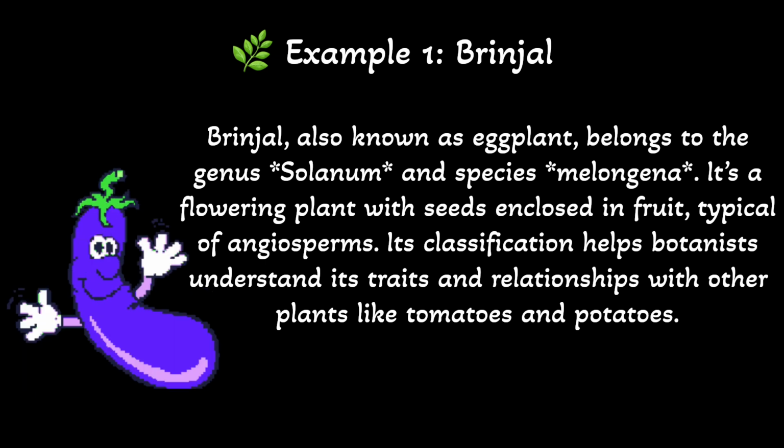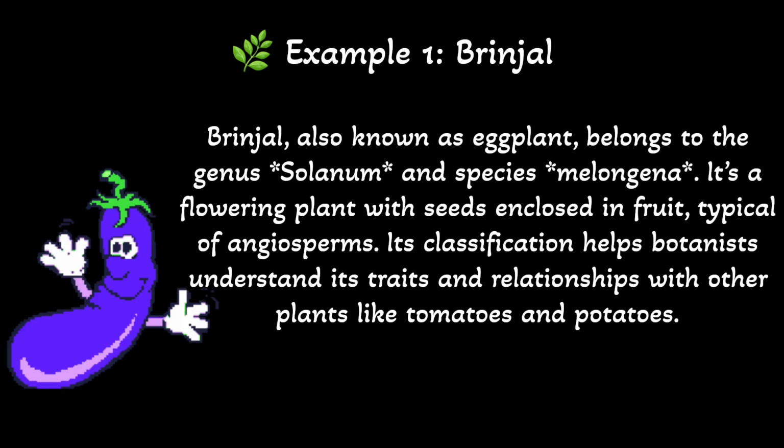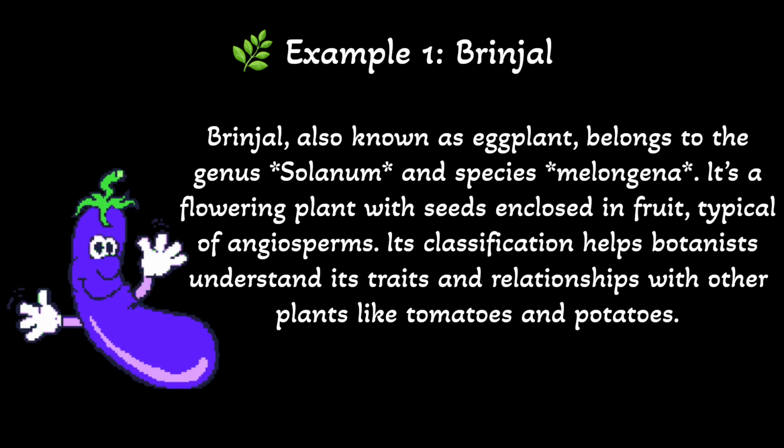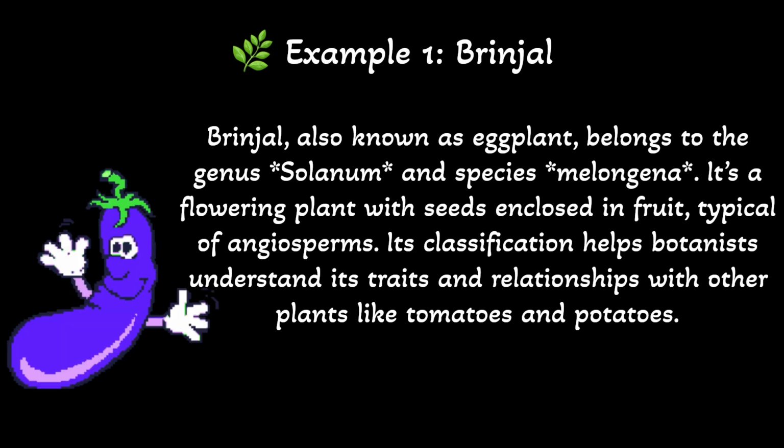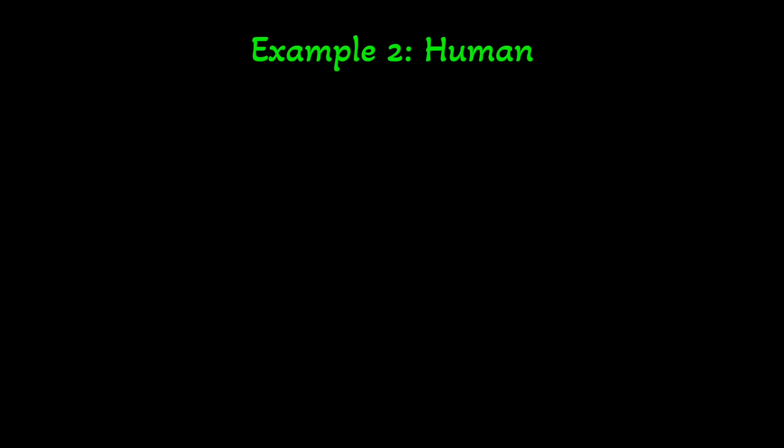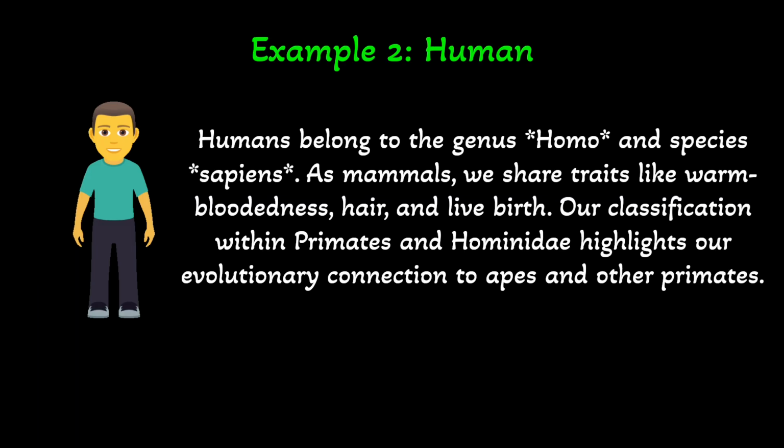So what we learned so far, let's have a quick recap. The brinjal is an eggplant, and it belongs to the genus Solanum, and the species is melongena. It's a flowering plant that has seeds enclosed in a fruit, and this is the typical feature of angiosperms. Its classification is useful for us because it helps in understanding its traits and its relationship with other plants of the same family, like tomato and potato. And if we talk about human beings, they belong to the genus Homo, and the species is sapiens.